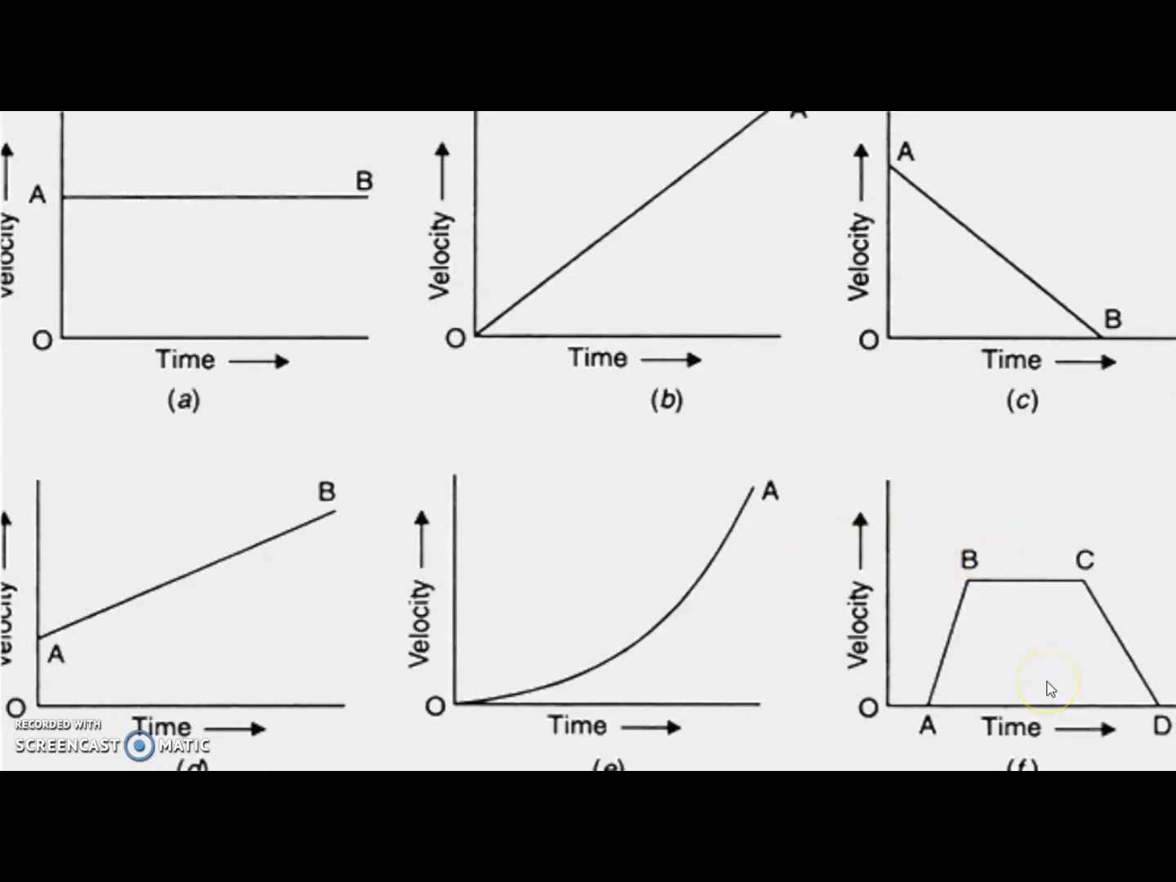And finally, graph F. We have multiple types of motion here. We have positive acceleration from 0 up, and then from B to C, this object remains at a constant speed. Then from C to D, it experiences negative acceleration and slows back down to 0. Constant positive acceleration, constant speed, constant negative acceleration.